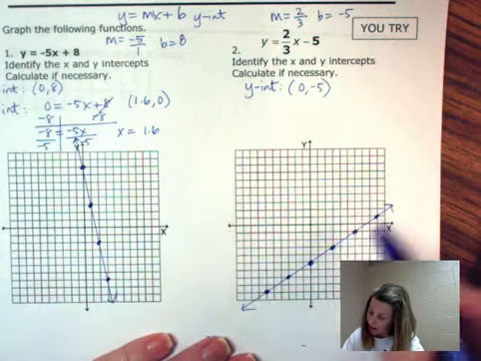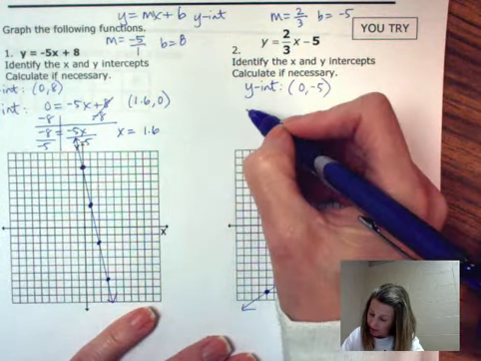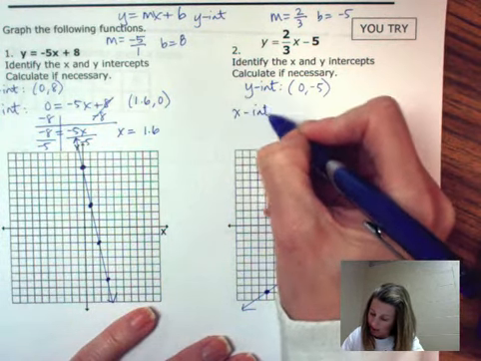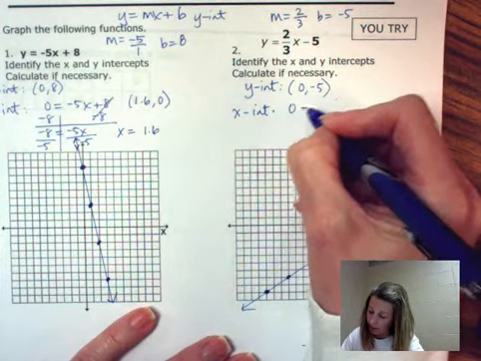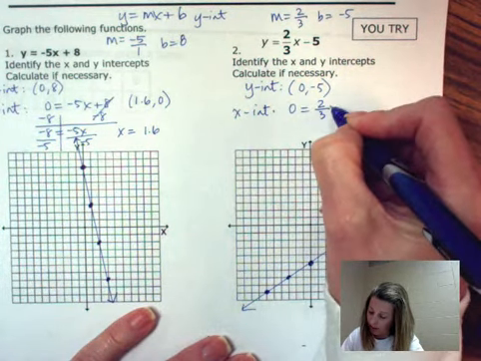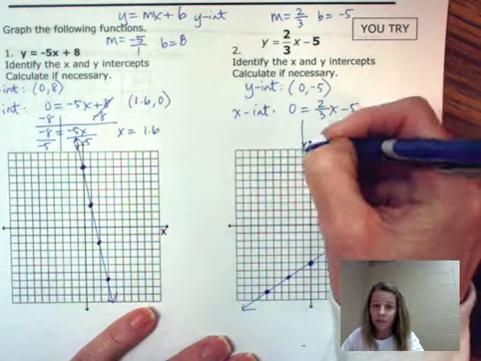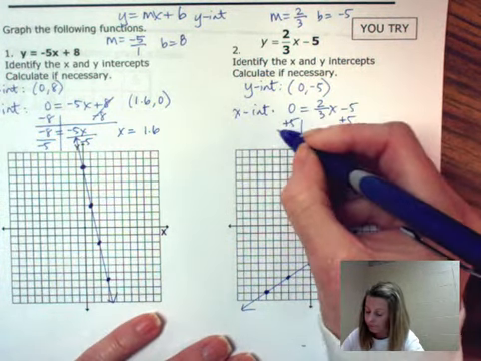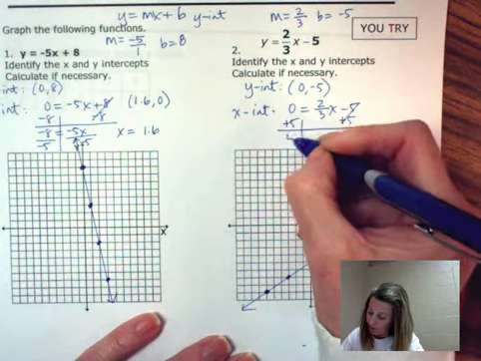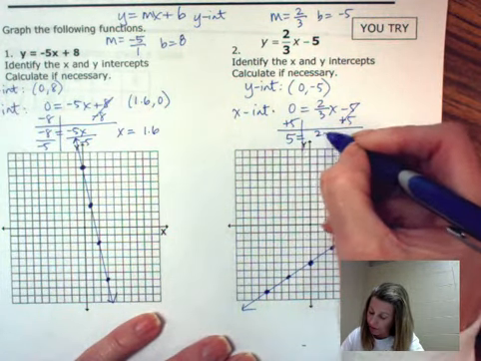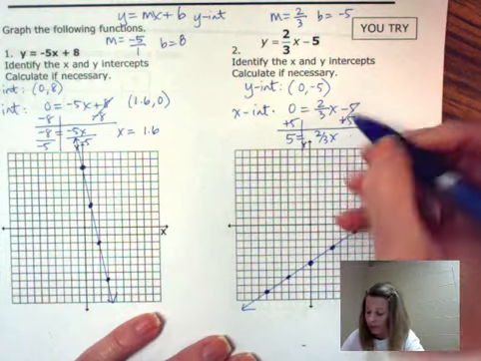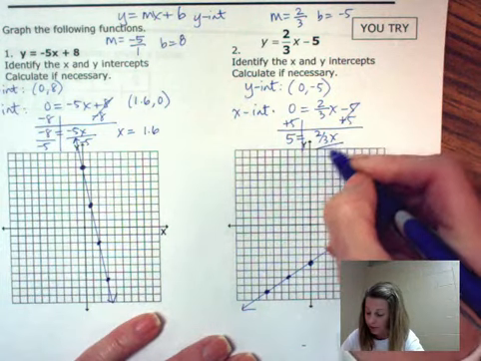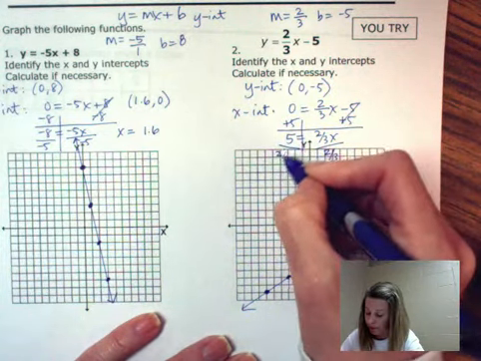So same thing here. I got to plug my 0 in for y. So for my x-intercept, I'm going to have to do 0 equals 2/3 x minus 5. So go ahead and solve it. Add 5 on both sides. So that will leave me with a 5, and then a 2/3 x. And then now I need to divide off my 2/3. So I'm going to divide both sides by 2/3.